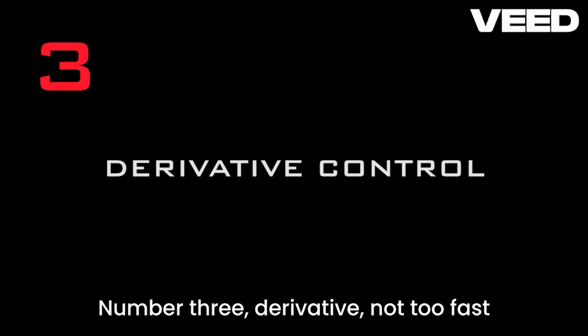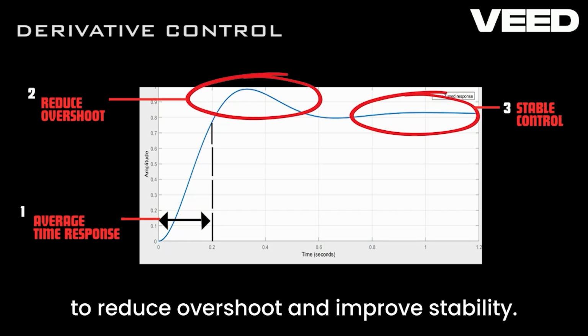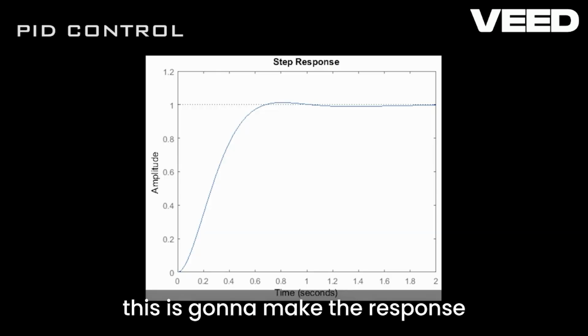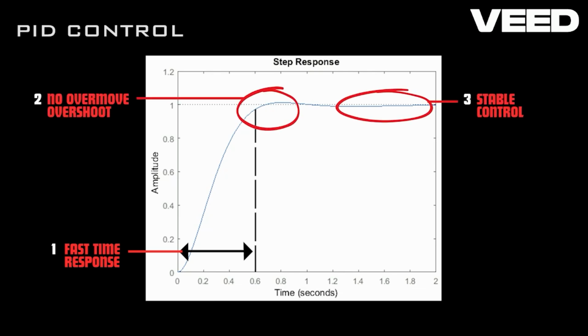Number 3, derivative control. Not too fast and not too slow, but it mainly functions to reduce overshoot and improve stability. With a combination of P, I and D, this is going to make the response become a fast time response, no overmove, which is overshoot, and stable control.